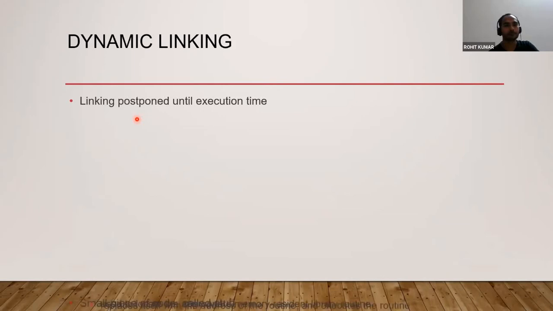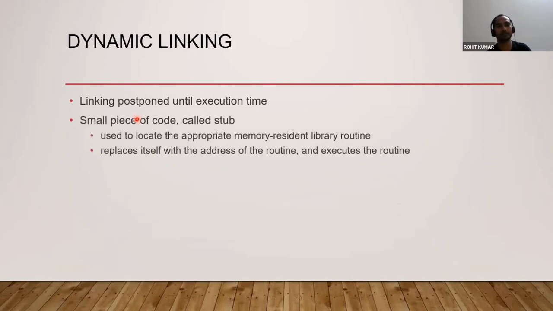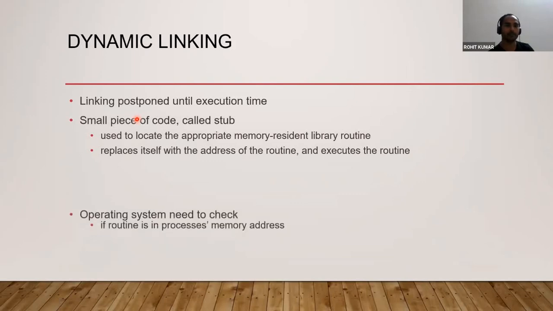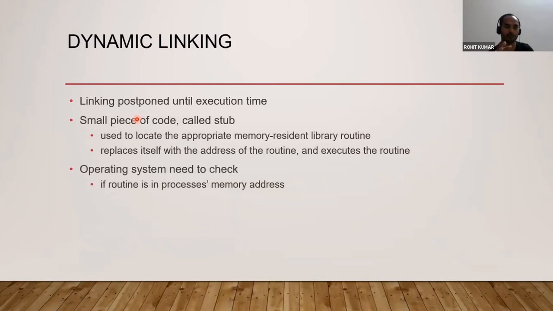Now, with respect to dynamic linking, linking is postponed until execution time, very well known already. Then the small piece of code called stub. We have already discussed the concept of stub long before. But again, the concept of stub is that it's a small piece of code that takes care of some small activity. That is called stub. There it was taking care of sockets when we discussed.